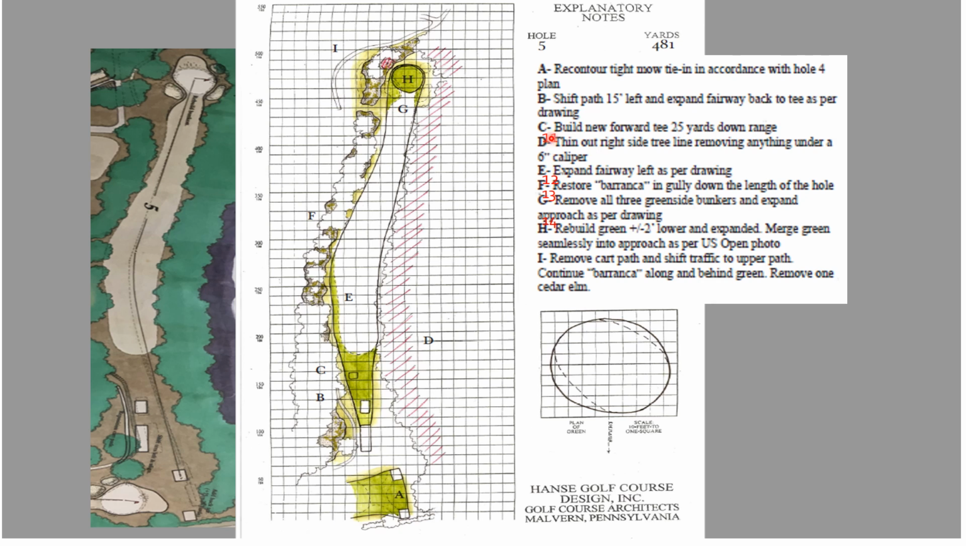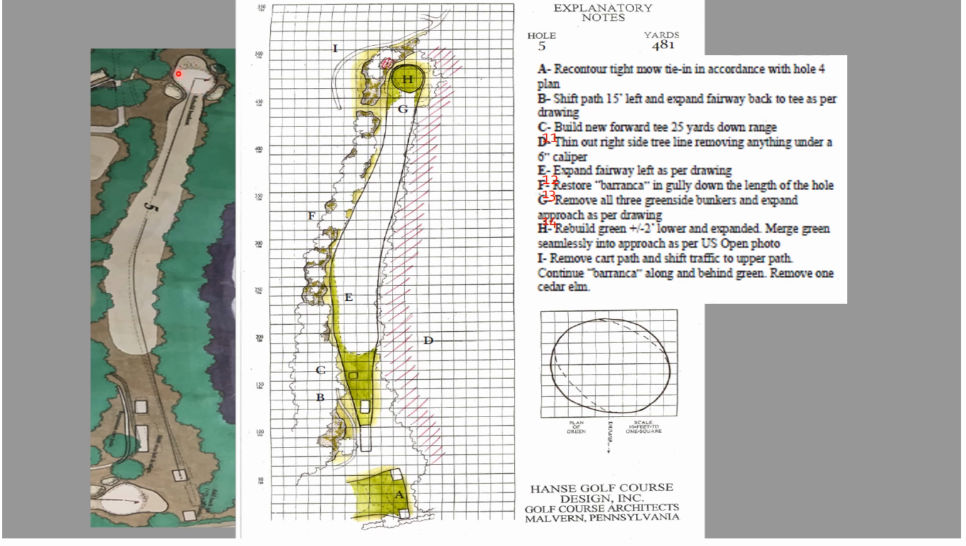Let's talk about some of these historical references. Well, we've mentioned the one, thin out the right like it used to be, to where you could see the Trinity, restoring the Barranca on the left side. 13, remove all 3 green side bunkers and expand approaches per drawing. Again, these 3, Keith moved them a little bit. You know, this bunker came in a little bit. It used to be right here, if you can see the dotted line. These 2 are put back about the same place, green done about the same.